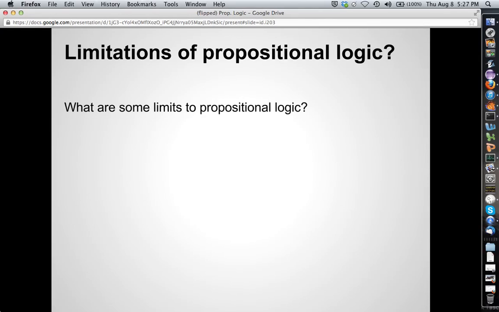Oh, one other question. What are the limitations of propositional logic? So, we've seen propositional logic. It's pretty powerful, but it does have limitations, and in fact, it has important limitations, which we're going to address by increasingly more powerful systems. But go ahead and think about what some of these limitations might be. Thank you.